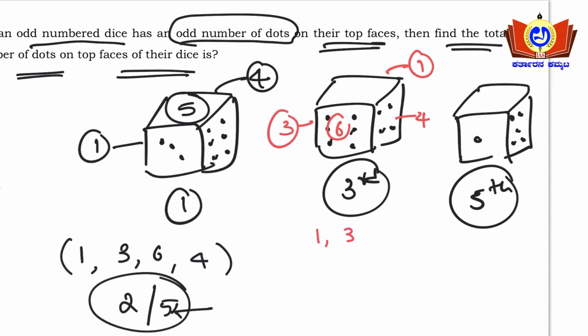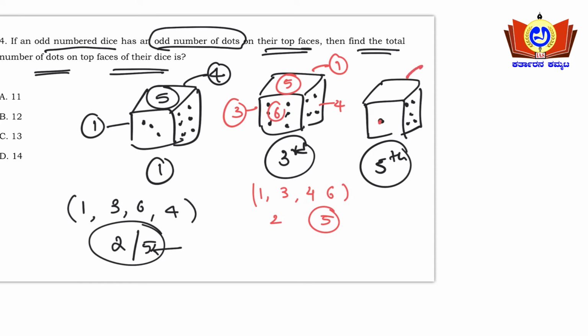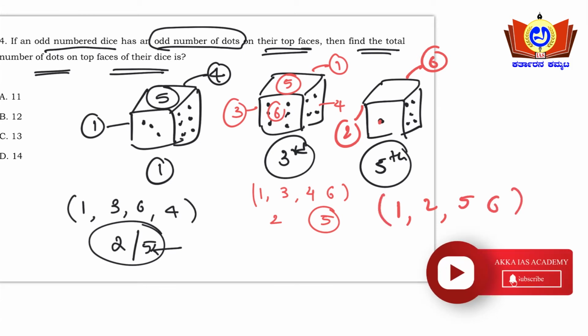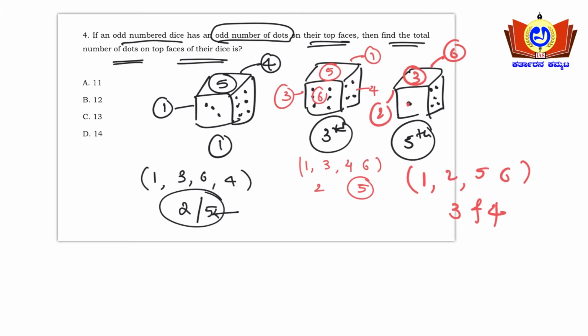So what are the dots here? 1, 3, 4 and 6. The remaining dots are 2 and 5 here. Odd number means 5, so this also will be 5 here. Similarly, the third dice, 1 is here, the opposite face will be 6, and 5 is here, the opposite face will be 2. So 1 over, 2 over, then 5 over, then 6 over. The remaining dots are 3 and 4. So 3 is the odd number here, so 3 is the top face here.